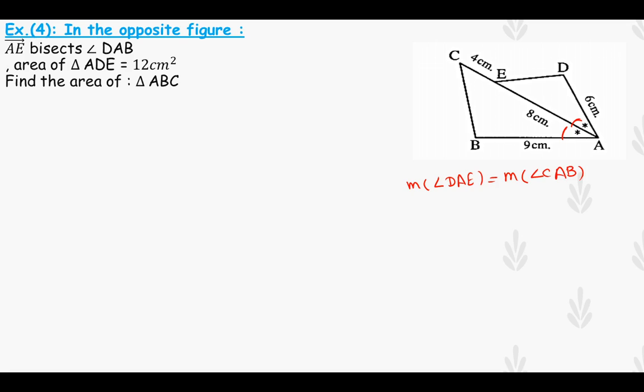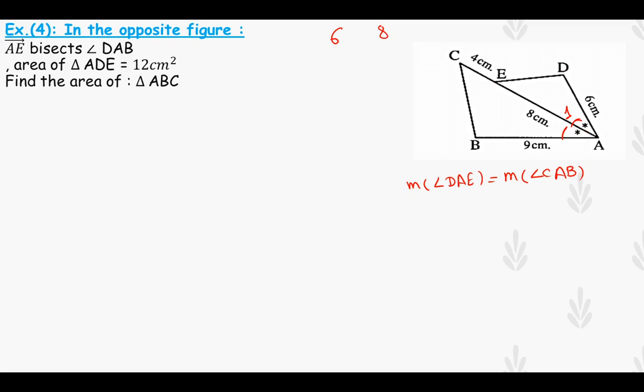What is the similarity third case? You have to find the measure of an angle equal to the measure of another angle, and the two sides including the first angle are proportional to the sides including the second angle. So here, what are the sides including the first angle, which is DAE? The two sides are 6 and 8. Those are the enclosing sides. One of them is 6 centimeters and the other is 8.